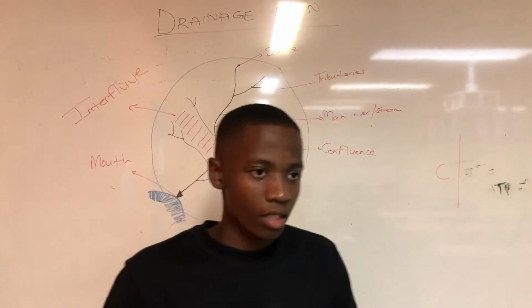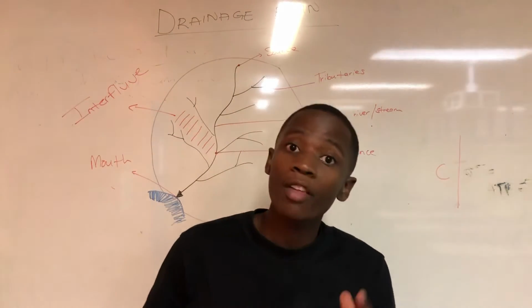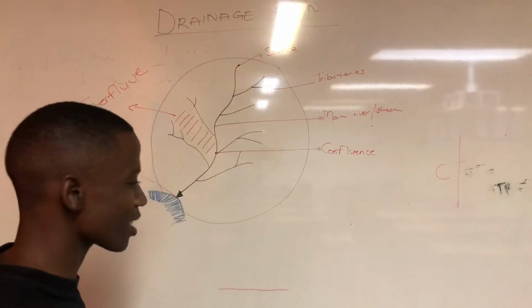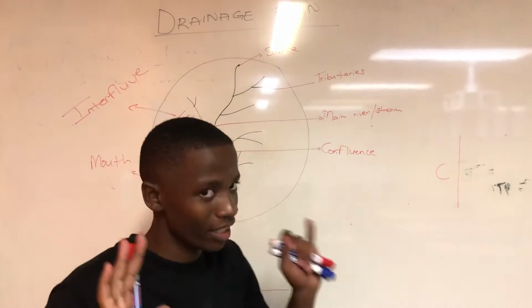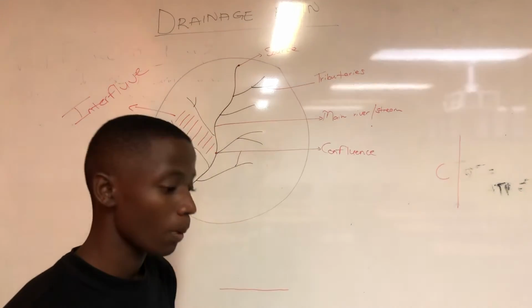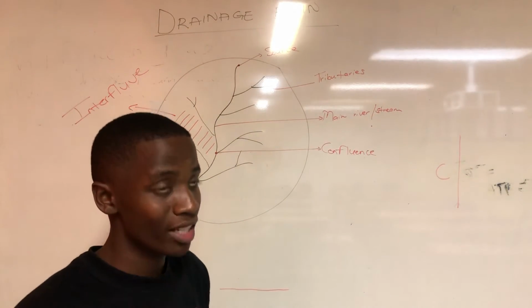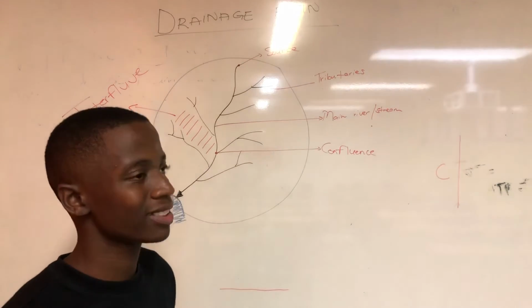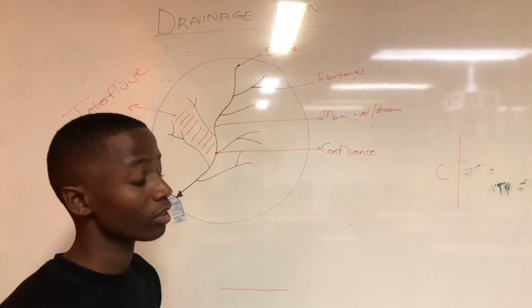The watershed. When you talk about the watershed, it is also a high-lying area, but it divides two different drainage basins. Simple. That's the difference between the interfluve and the watershed.